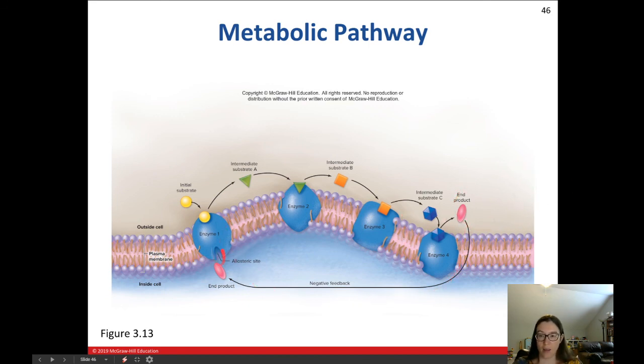The product can go back and it can bind to the first enzyme here. And so when that happens, the initial substrate will never be turned into the intermediate substrate. So there won't be any green cells. There won't be this green triangle, there won't be this orange square, there won't be this blue hexagon. And so we don't actually have to turn off these other enzymes necessarily, because if we turn off the first enzyme, then those intermediate substrates are not going to be made. And so it kind of turns off that whole pathway.